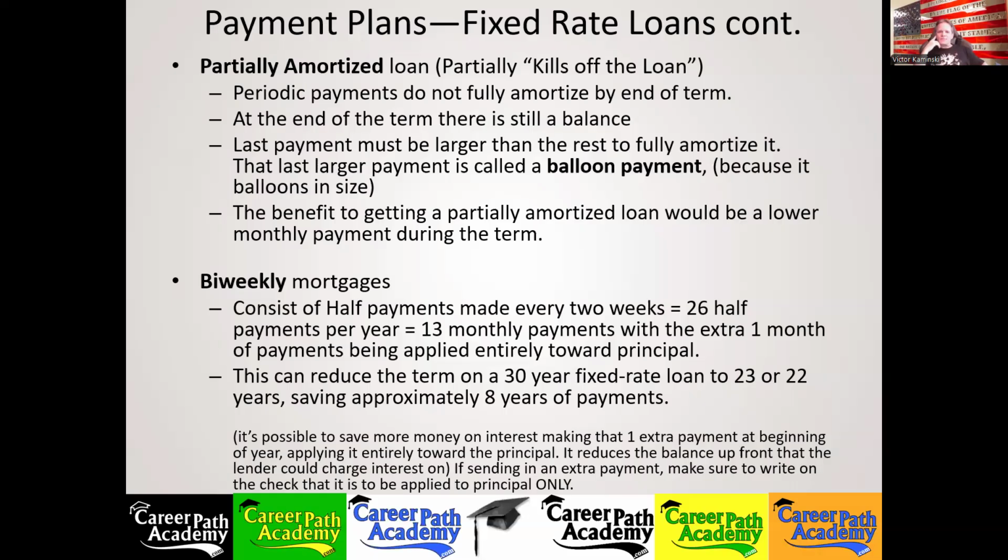Now, there's also something called a biweekly mortgage. A lot of people misinterpret this as making two payments a month. No. It consists of half payments made every 2 weeks, the equivalent of 26 half payments per year or 13 monthly payments. Hey, aren't there only 12 months in a year? Yeah. But if you were to base it off of the number of weeks, it comes out to 26 half payments, the equivalent of 13 months.